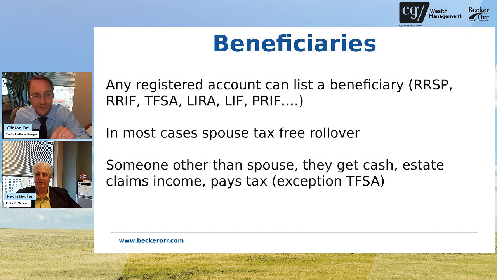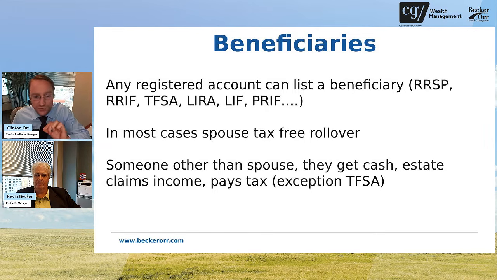Where it can get a little complicated is if you list anybody else. You list your brother, your child, your aunt, your friend from down the street, anybody that's not the spouse. That's where you could see a little bit of complication. Note the brackets there, Kevin. The exception, of course, is the tax-free savings account. List anybody you want on the TFSA. The day you die, whatever that value is, it'll go to that person without tax complication.